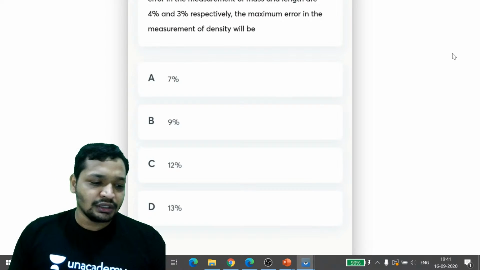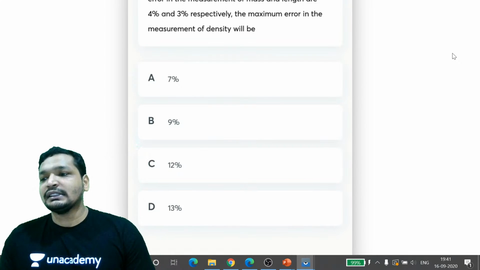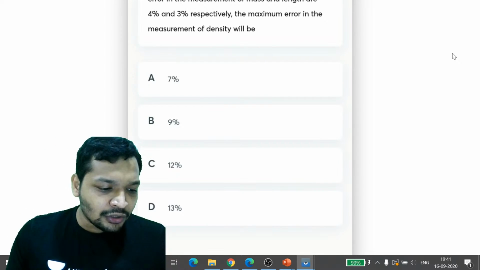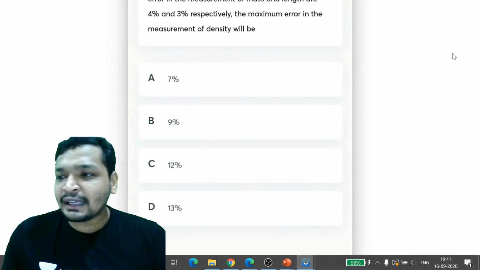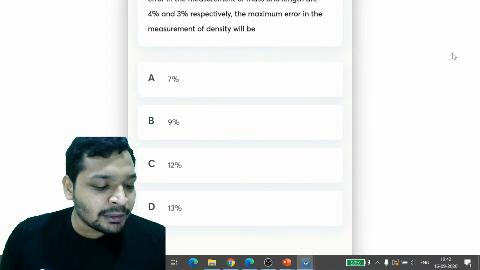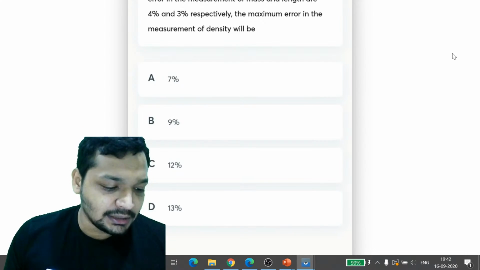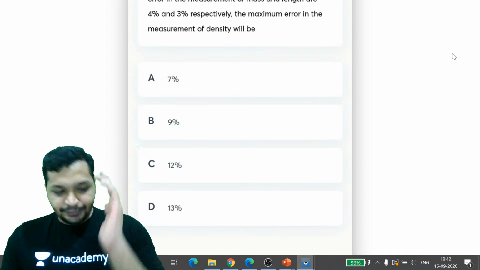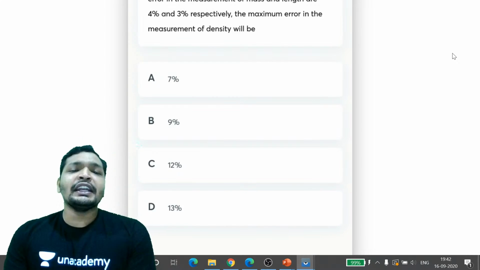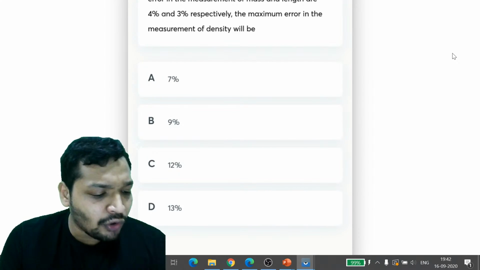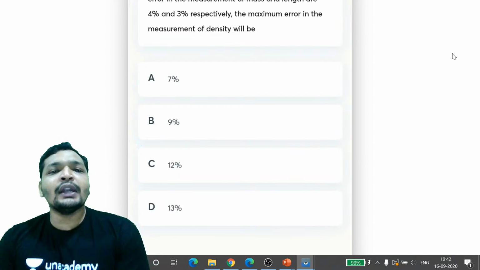This should only take little time, guys. We'll discuss how to do these questions fast as well, and this is about the maximum error, I guess. They're asking you: the density of a cube is measured by measuring its mass and the length of its sides. The maximum errors in the measurement of mass and length are 4% and 3%. The maximum error in the density is how much? Students, I need not tell you how to do this question. I believe all of you know how to do it.